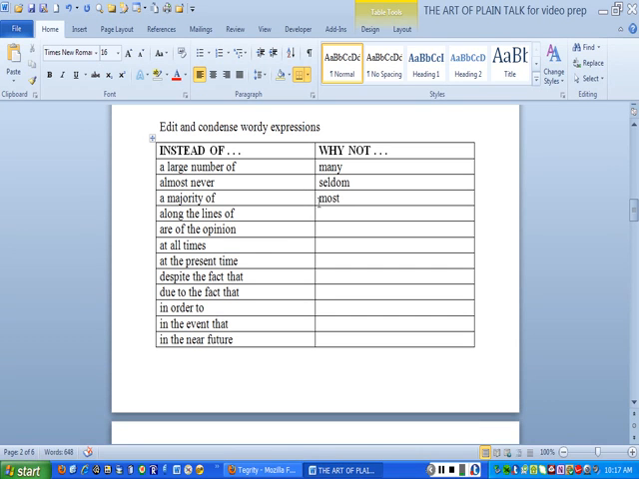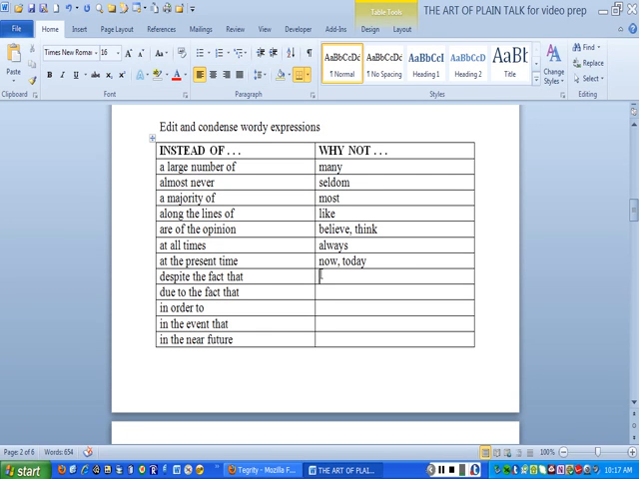Simple word, most. Along the lines of, four-word expression, means the same thing as like. We are of the opinion, you would say simply, we believe, we think. At all times, what's one word that means at all times? Always. Here's a four-word expression, at the present time. What do we mean at the present time? Right now, today.